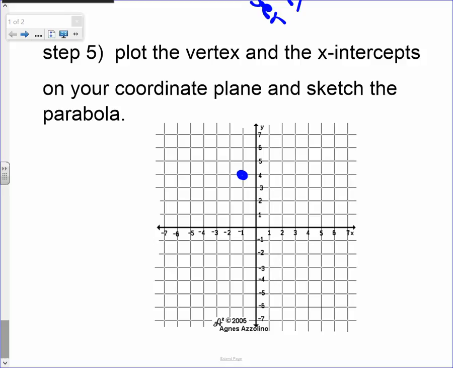We're on step 5 now. We plotted the vertex. Plot rhymes with dot. So when I say plot something, that means make a dot on something. Plot the vertex. So far, so good.